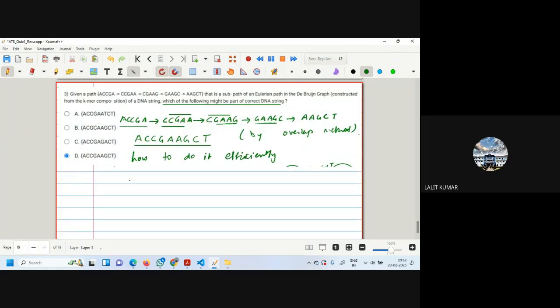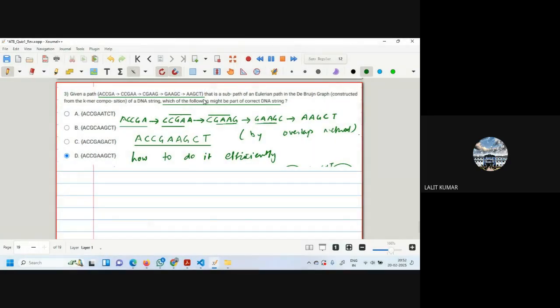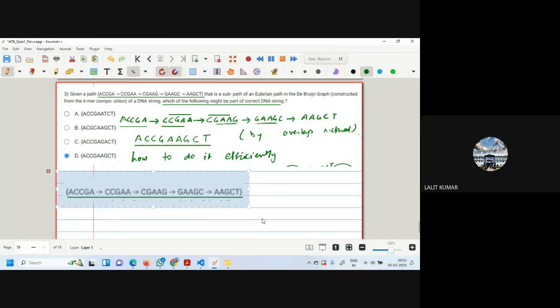Okay, so they have given this path. So how to build from here and how to find. So the concept is like this, that this is a node and this is a node. So see which are the common here. So see here, C, C, G and A, they are common in this. So what we can do, we can write A, C, C, G, A. We come till here. And this A which is there, it is an extra. So this A will come here. Is that okay?